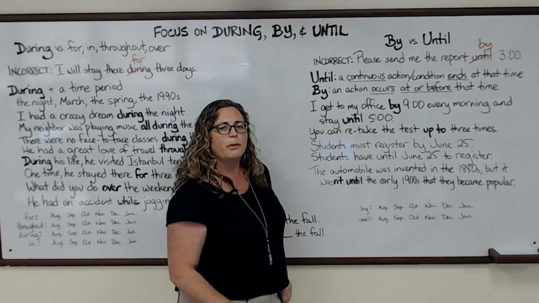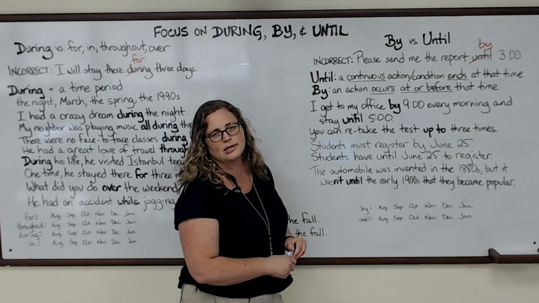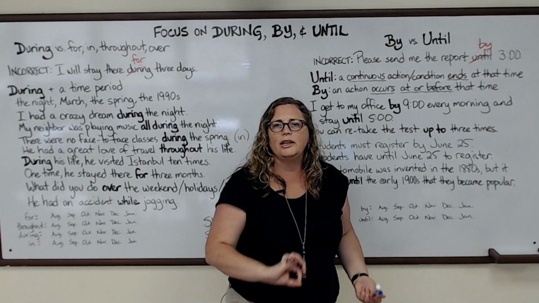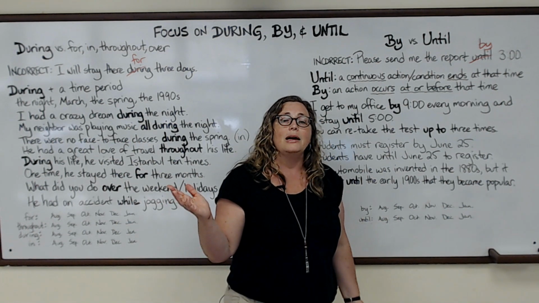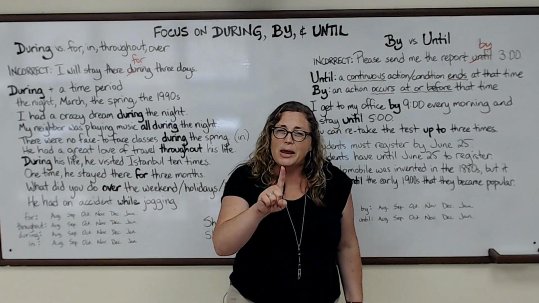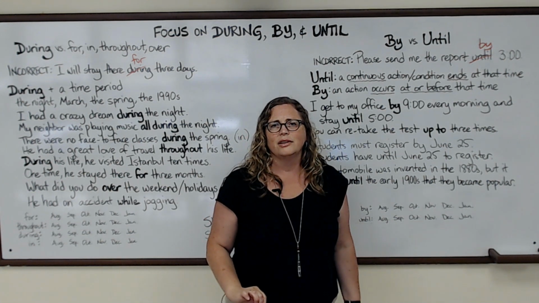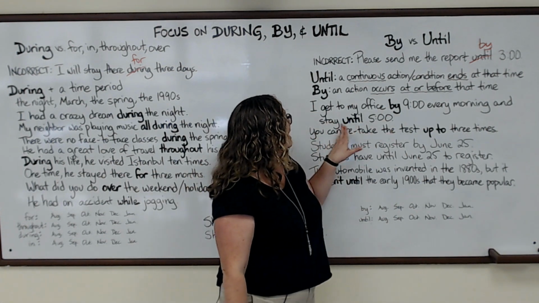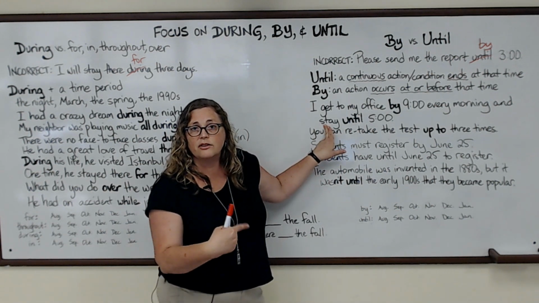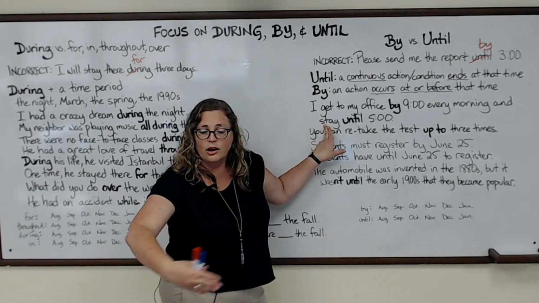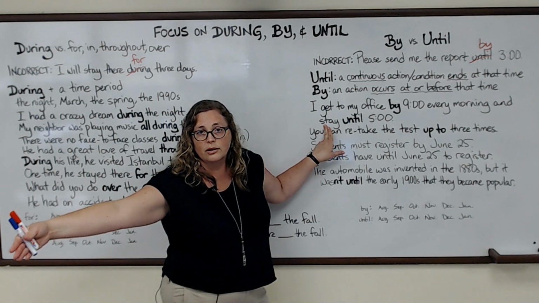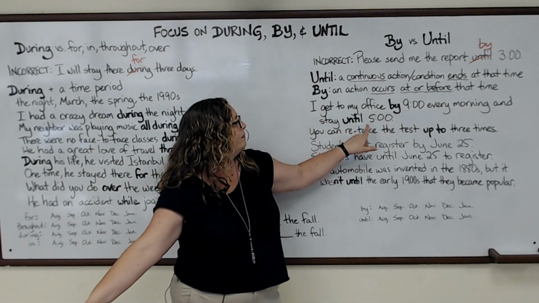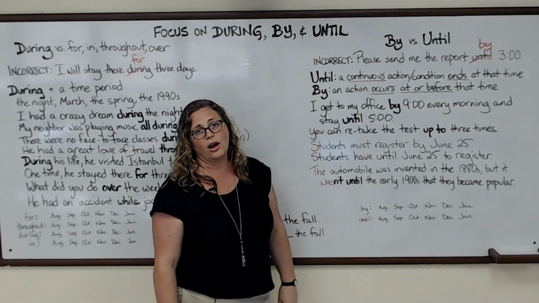I get to my office by 9 o'clock every morning and stay until 5 o'clock. So when do I arrive? Maybe 2 minutes before 9 o'clock. Maybe 6 o'clock in the morning. Maybe at 9 o'clock. But at 9 o'clock, I am in my office. Okay? And I stay there until 5. Stay is the verb here. Stay continues until 5 o'clock. At 5 o'clock, it ends. The staying ends at 5 o'clock.